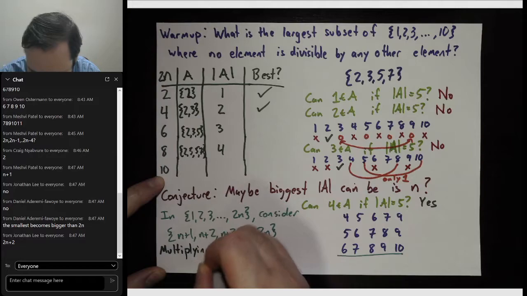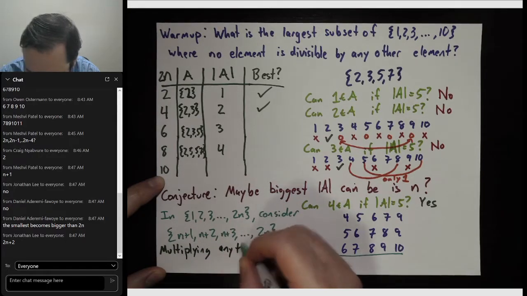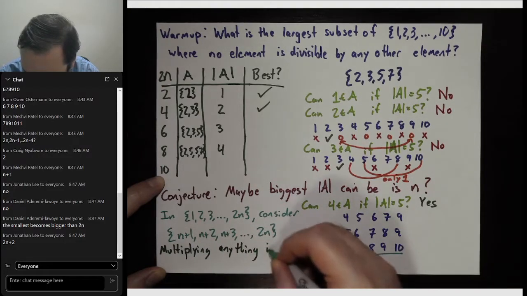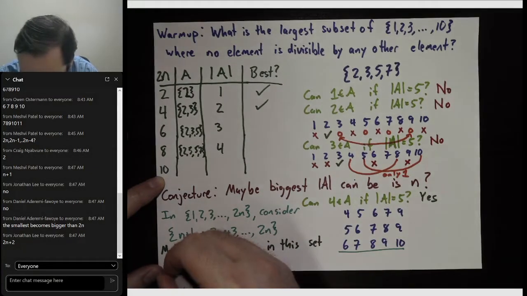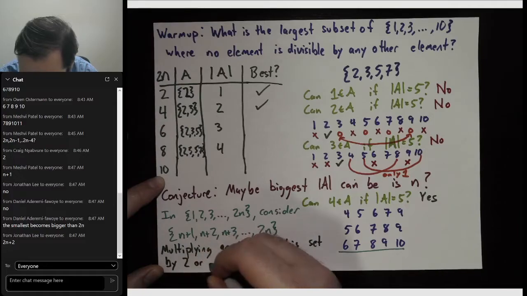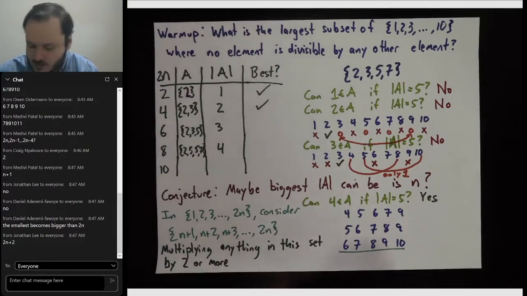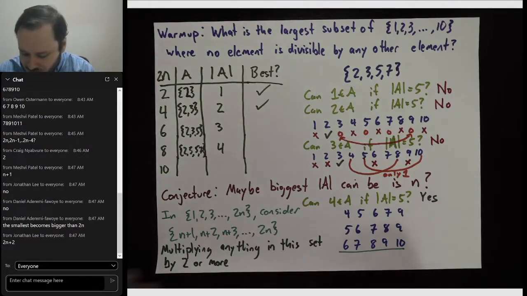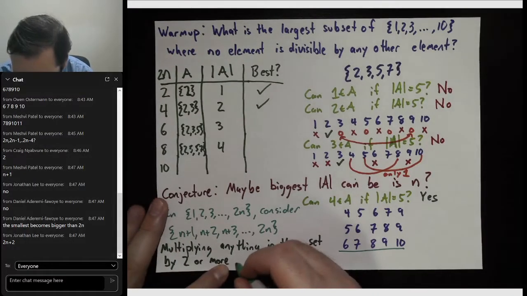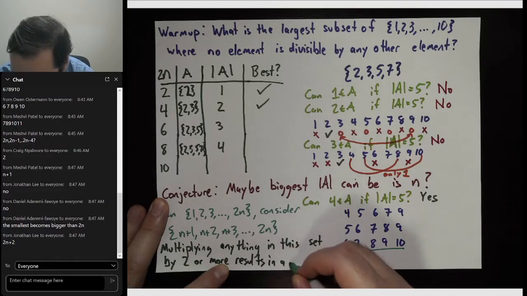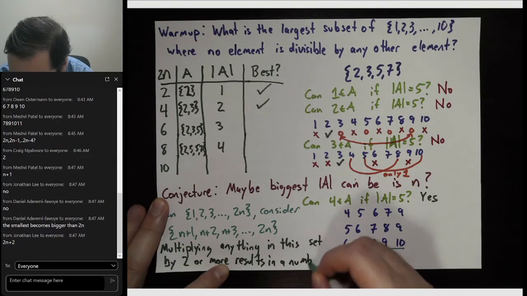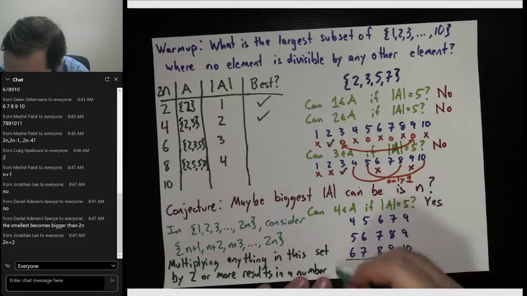Multiplying anything in this set by 2 or more gives you a number that's bigger than 2n. Results in a number bigger than 2n.